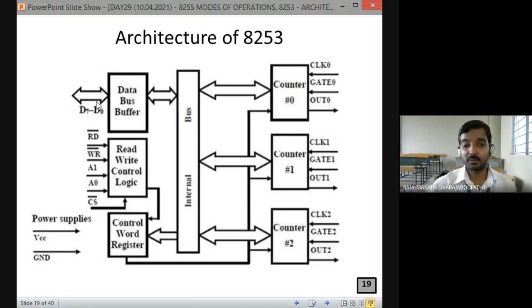What about the size of the data bus? 8 bit. So what is my question? How can I put a 16 bit count value, sir? How can I put a 16 bit count value in the counter register through an 8 bit data bus? Any idea?